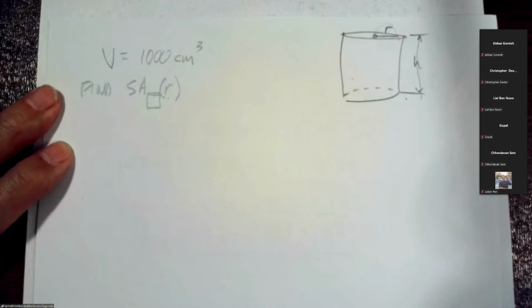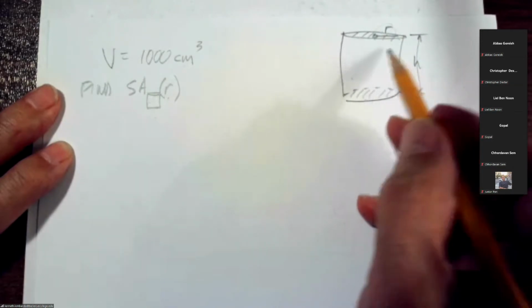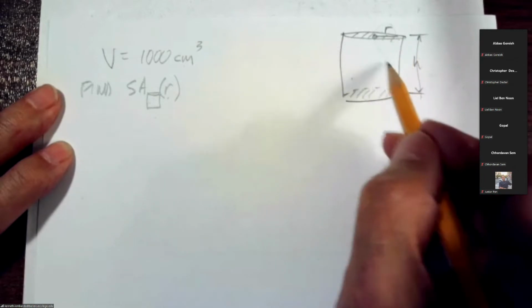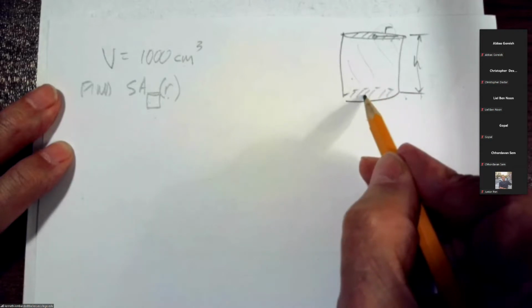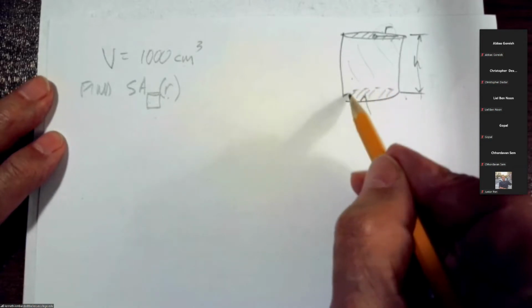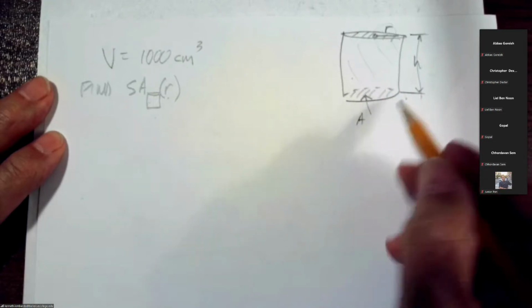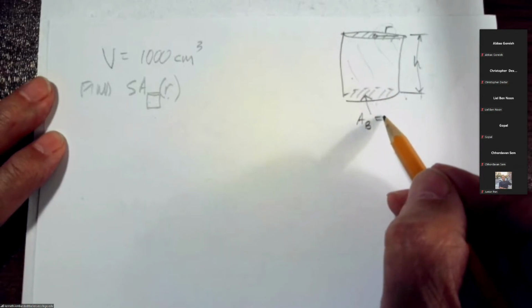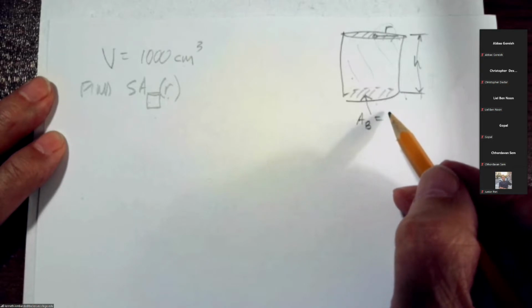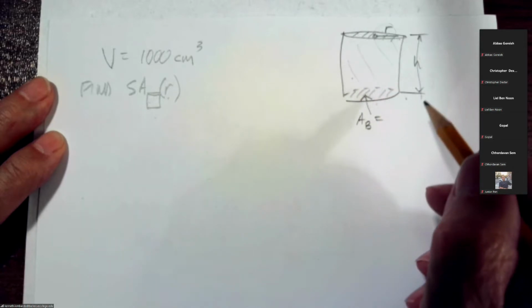So let's see, surface area. The entire surface area would include the top surface and the bottom surface and the side, this stuff here. So do we know the equation for the surface area of the bottom of this cylinder? Let's just say area B, the area of the bottom of that cylinder. What would that be? It's a circle, right? What's the area of a circle? What's the equation for the area of a circle?